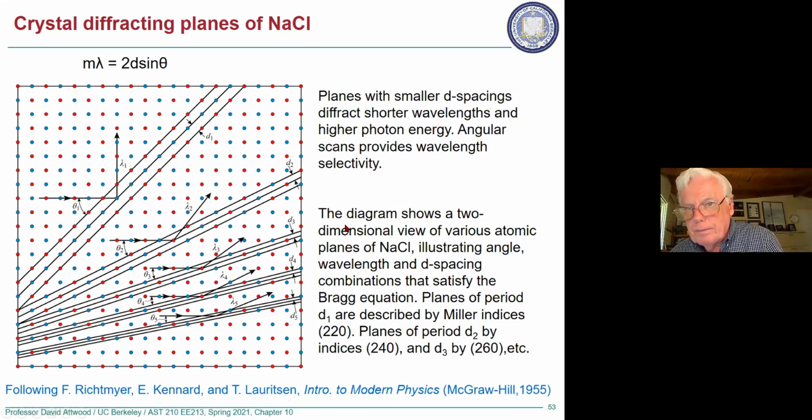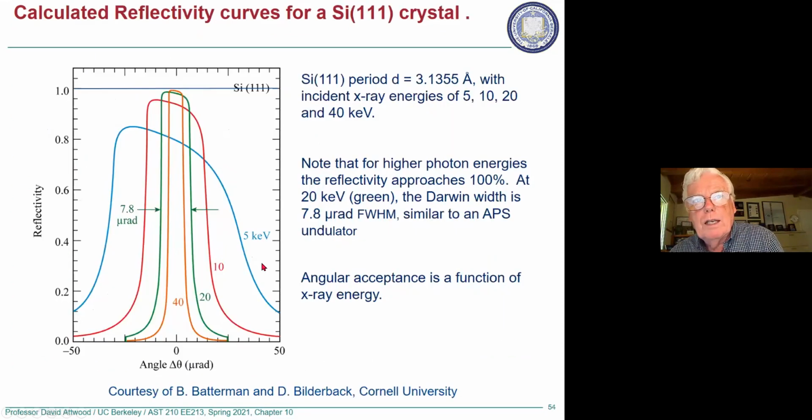And this is a crystal. We're down to a minute or two. This is a sodium chloride crystal, pictured here with various planes that you could diffract off. But what I wanted to say here is that here are some calculations from Boris Batterman and Don Bilderback at Cornell showing reflectivity for different photon energies from a silicon 111 crystal, with incident X-ray energies of 5, 10, 20, and 40 keV. And you see, here's 100% reflectivity.